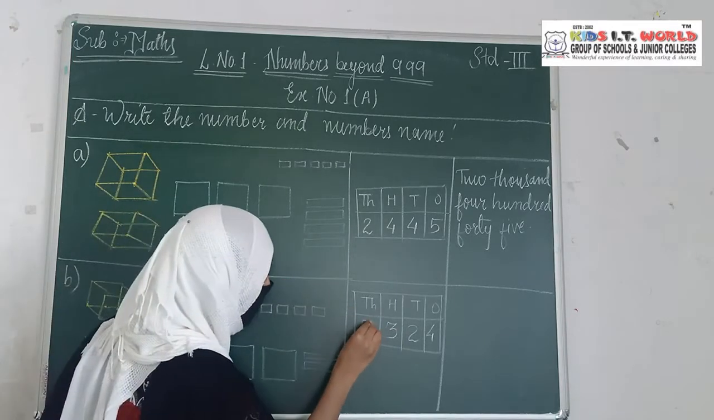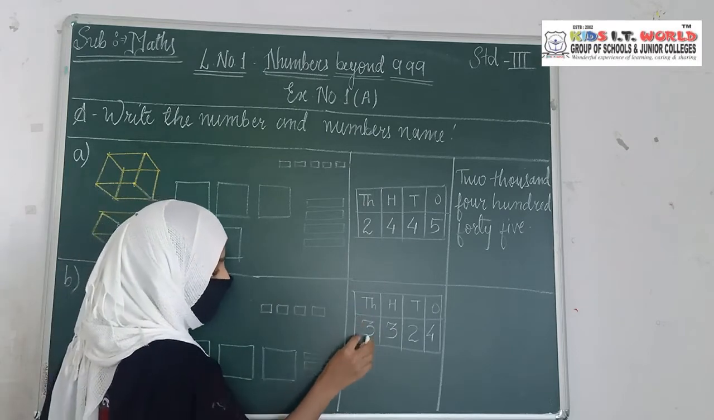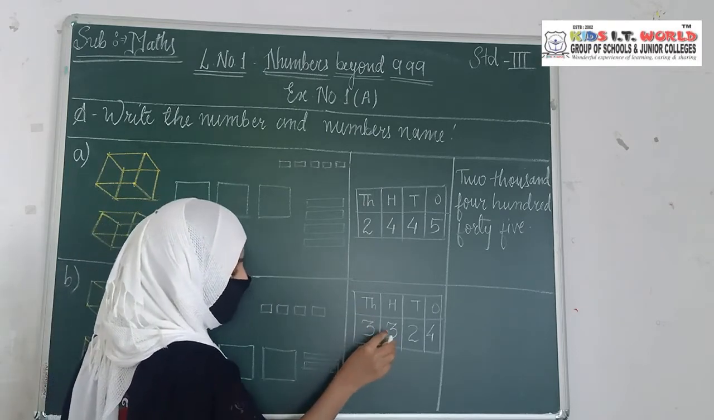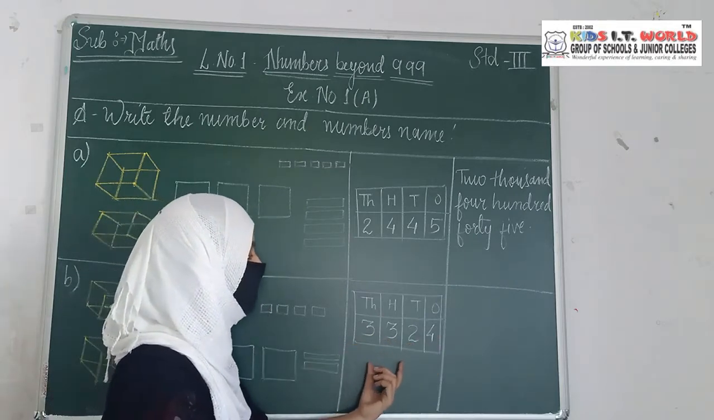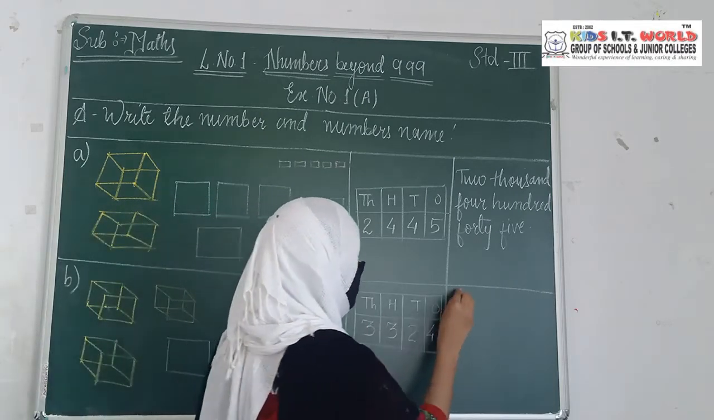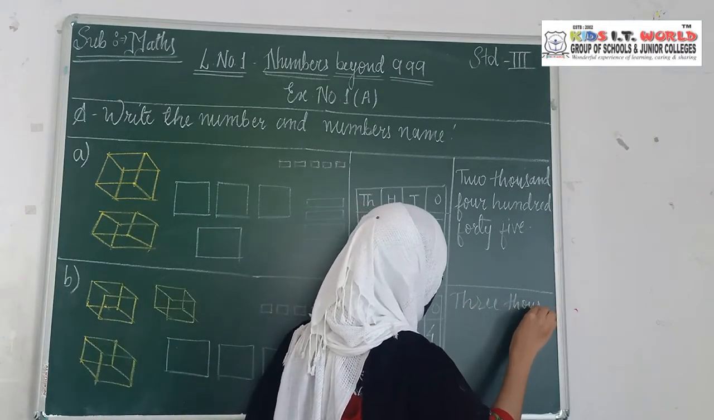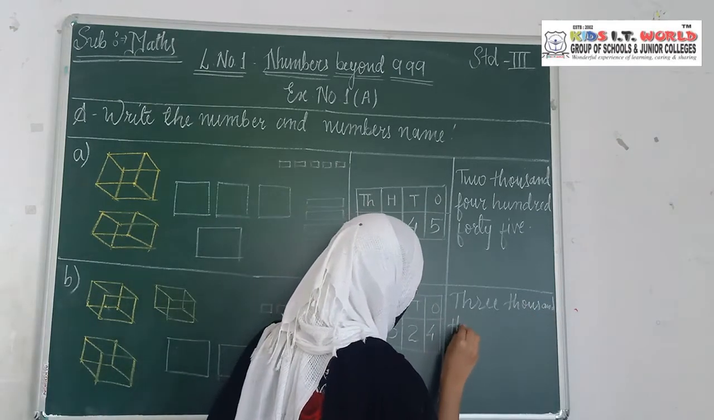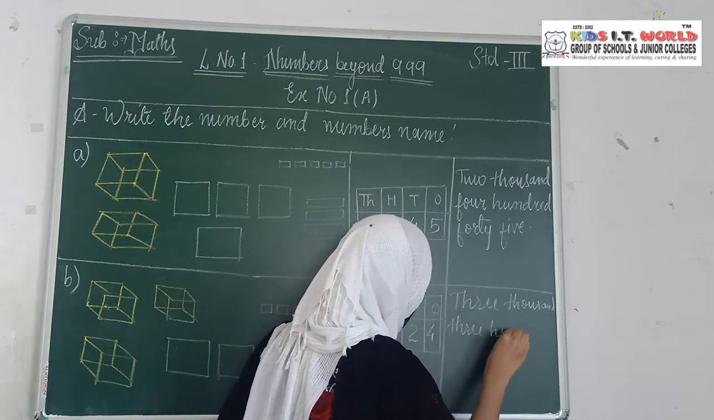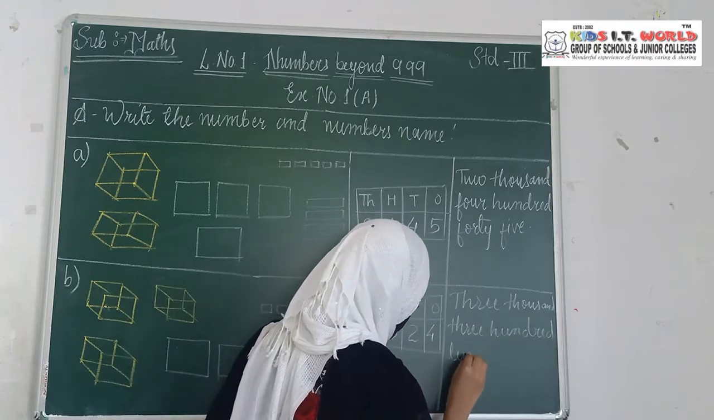So here we got the place value chart and its number. How will you read it? It starts from the thousand. So it is 3324. Now write this number in the wording form. 3324.